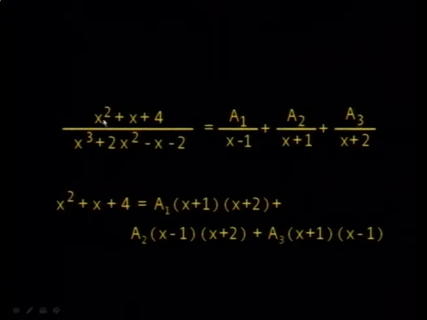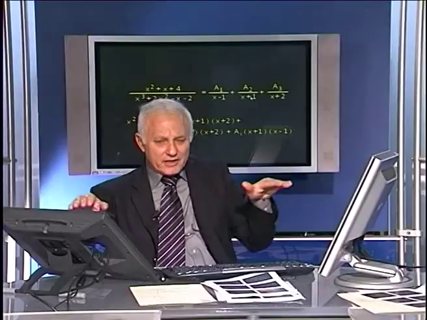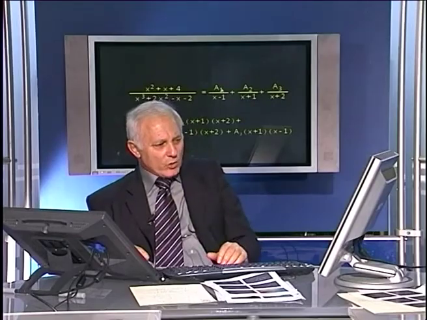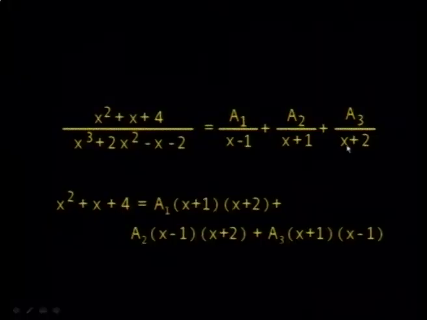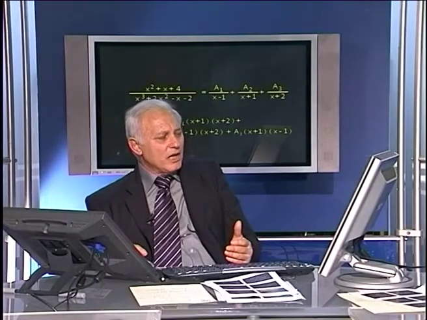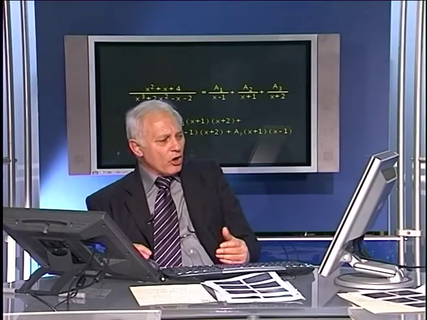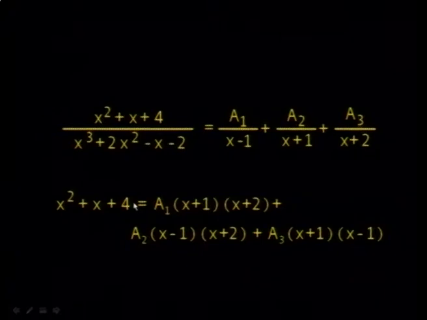Now, the numerator on the left-hand side is equal to x squared plus x plus 4. While the numerator on the right-hand side, when you unify the denominator, will be equal to a1 times x plus 1 times x plus 2, plus a2 times x minus 1 times x plus 2, and finally plus a3 times x plus 1 times x minus 1. Now here you have an identity for all values of x, and therefore you can go around by, for example, equating coefficients of x squared, of x, or of x to the power 0.